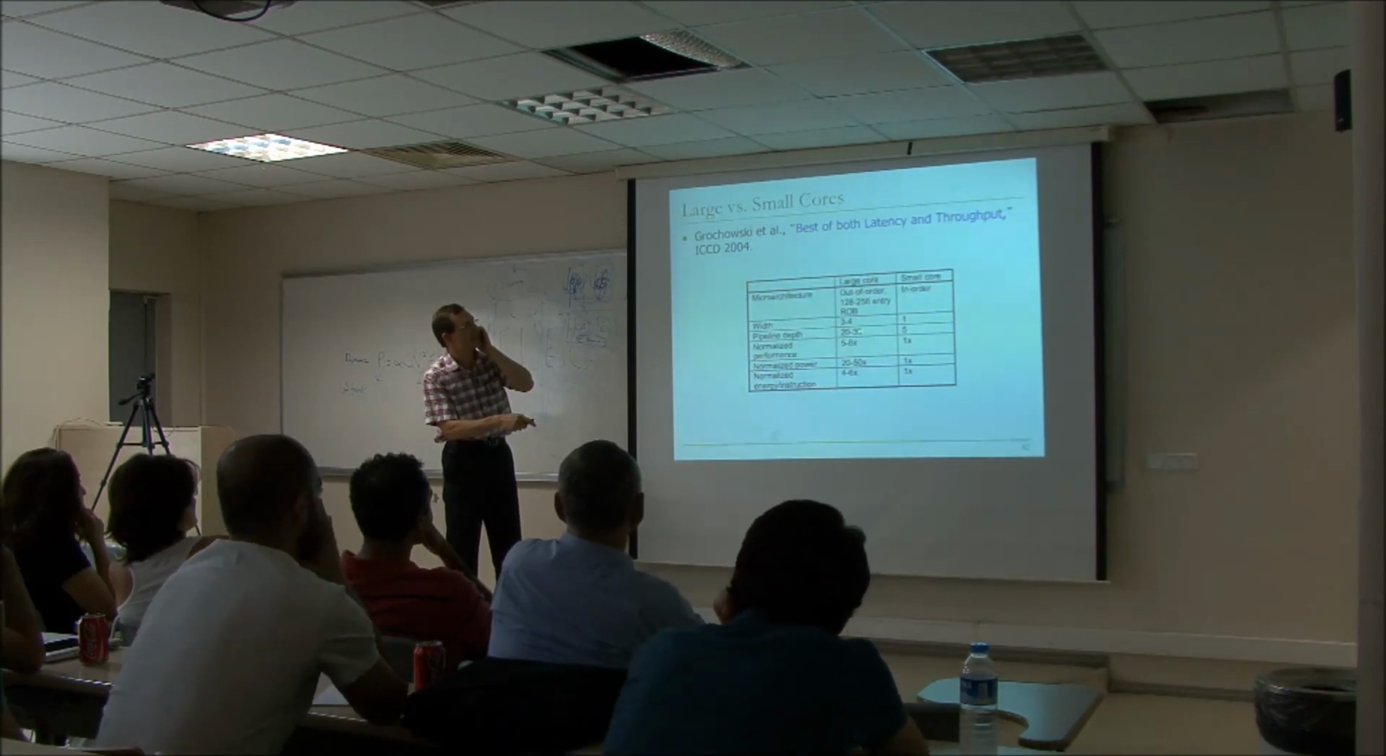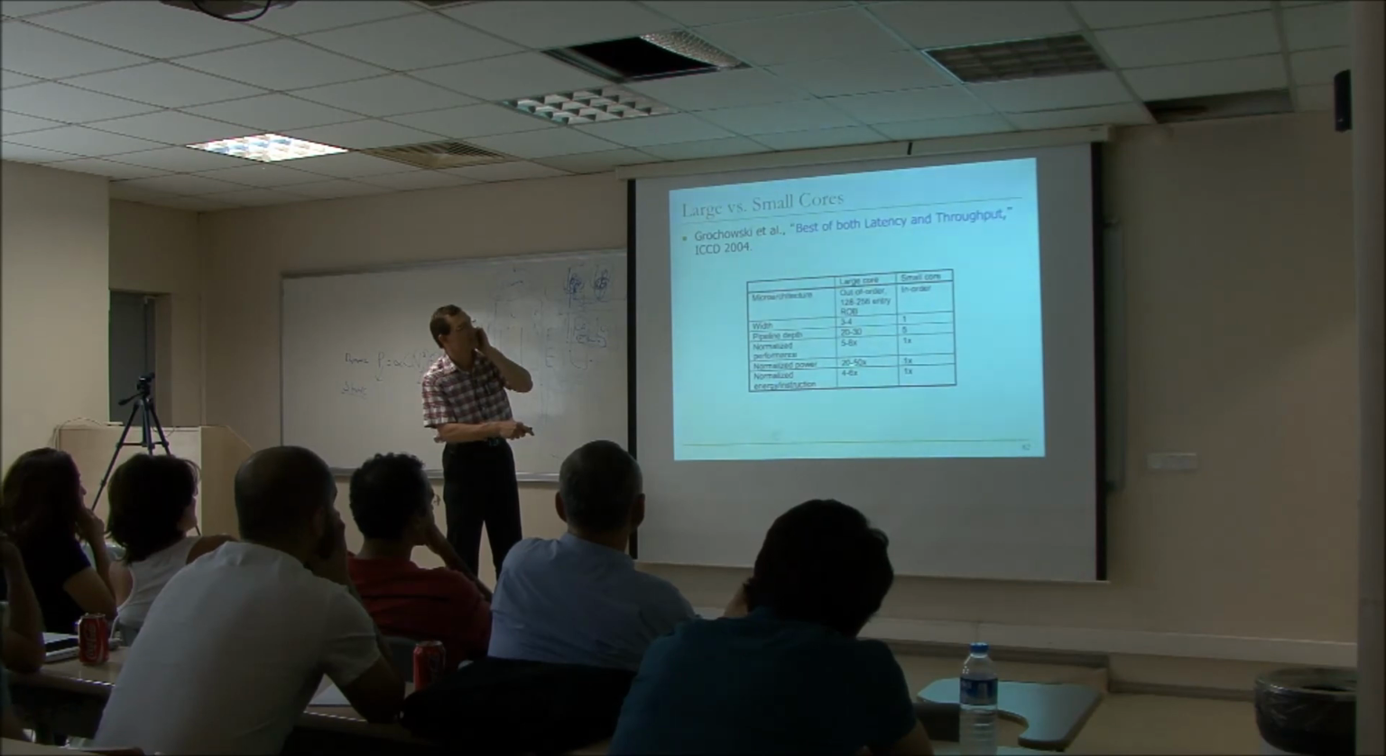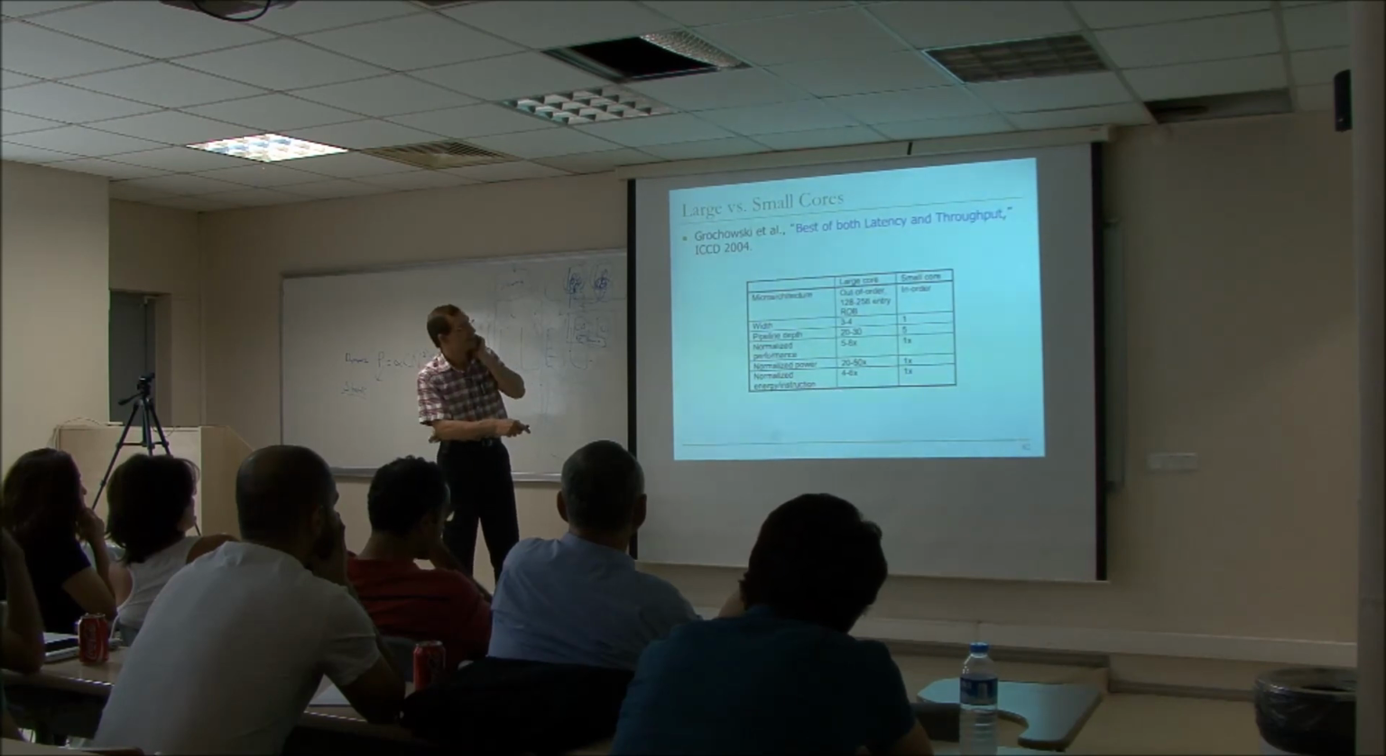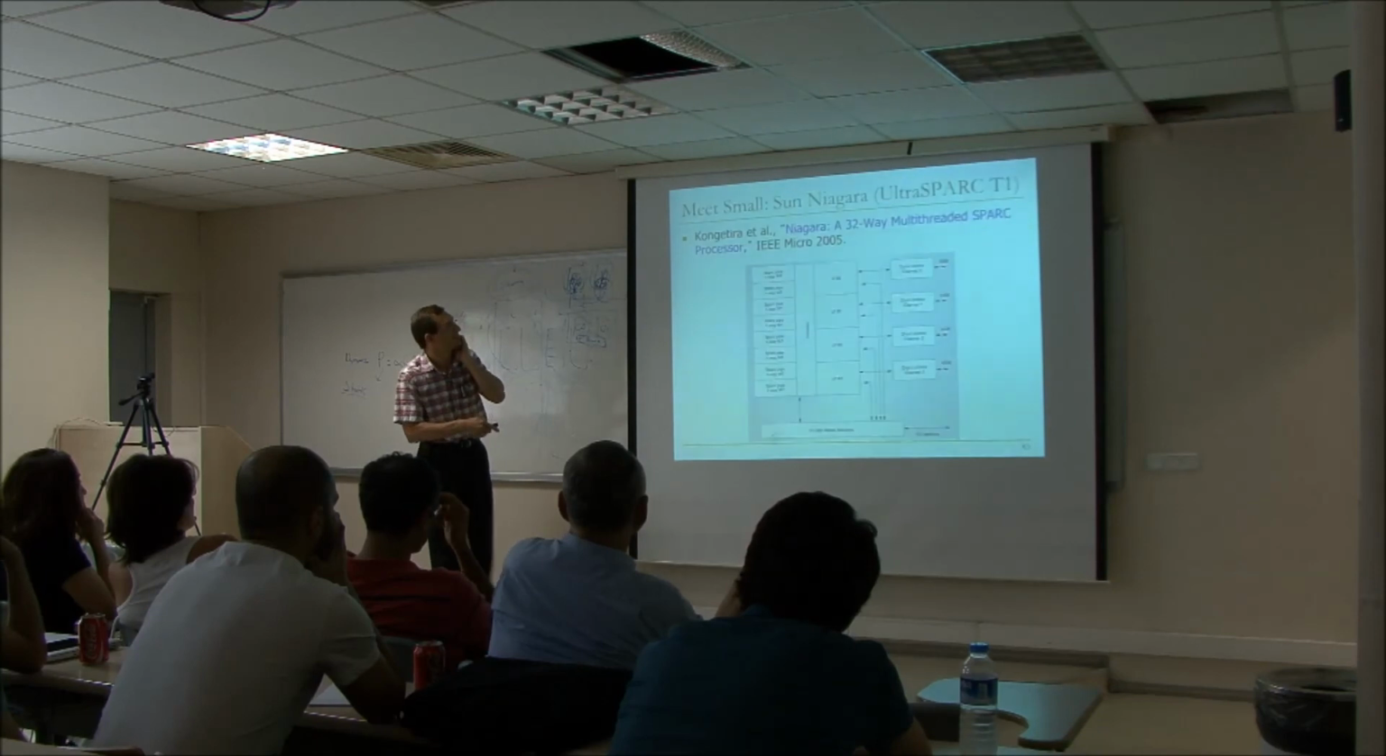And this is the pipeline depth with normalized performance 5 to 8x here. Normalized power is 20 to 50x of the large core. And normalized energy per instruction is also high. So if you want to optimize for energy per instruction, perhaps an in-order core is better here.